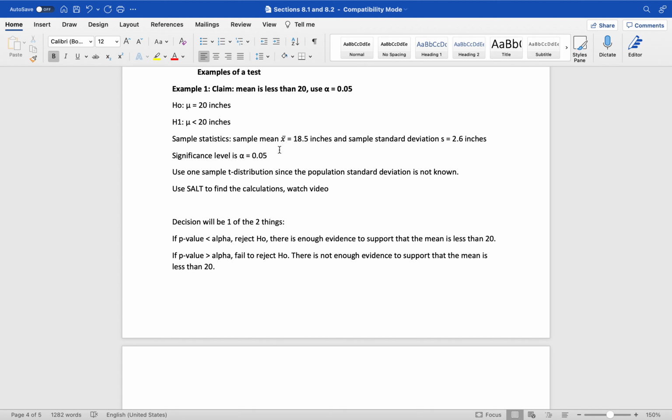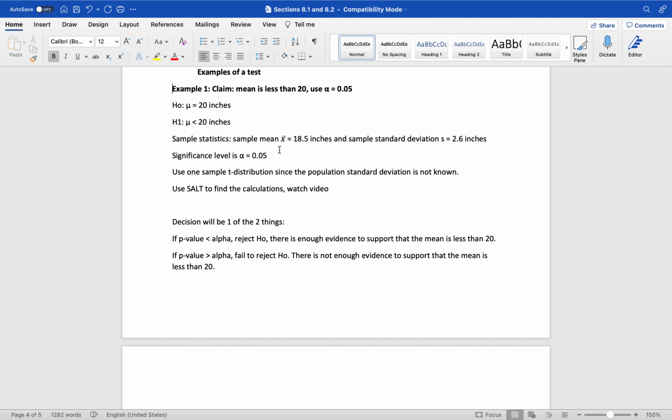All right, examples of a test with calculations, the whole thing. The claim is the mean is less than 20, use significance alpha of 0.05. So H0, mu equals 20, H1, mu is less than 20. We're given sample statistics: X bar is 18.5, and our sample standard deviation is 2.6. Remember X bar is the sample mean.